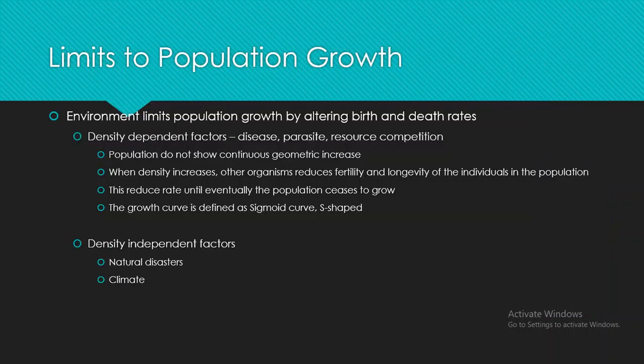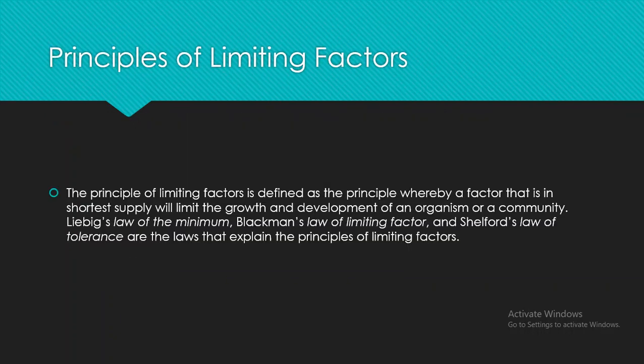Limits to population growth, the same as the limits for dispersion, no? The factors are density dependent, or within the interactions of individuals in the population, and the density independent factors, which happen in the abiotic environment. So we have these principles of limiting factor, no? The principle of limiting factor is defined as the principle whereby a factor that is in shortest supply will limit the growth and development of an organism or a community.